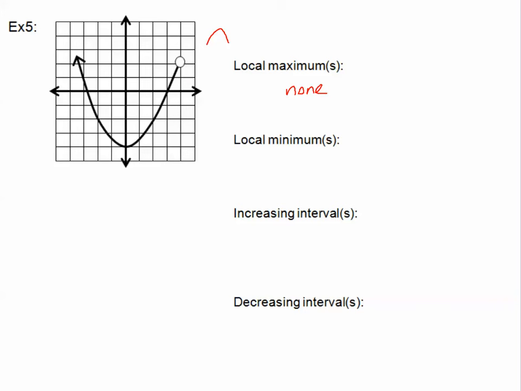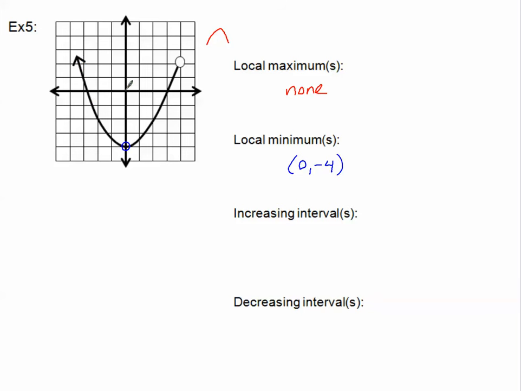Local minimum, I see one right here. There's a local minimum at (0, -4). So that must separate our two intervals. Let's first talk about increasing. This is down, down, down, down, down, down, down. Aha, up, up, up, up, up, up, up.